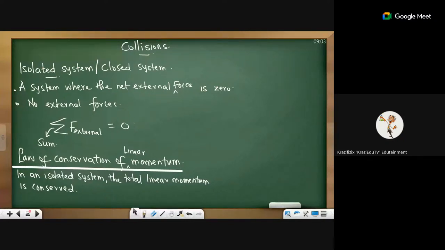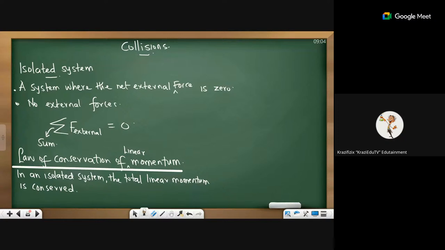We should use the word isolated. Isolated in physics, closed in chemistry. So let's stick to the word isolated. In an isolated system, the total linear momentum is conserved. Please, it is very, very important that you get those definitions correct. Somebody was asking yesterday, do you have to write it the way it is? And I responded, yes. Okay, let's move on quickly.